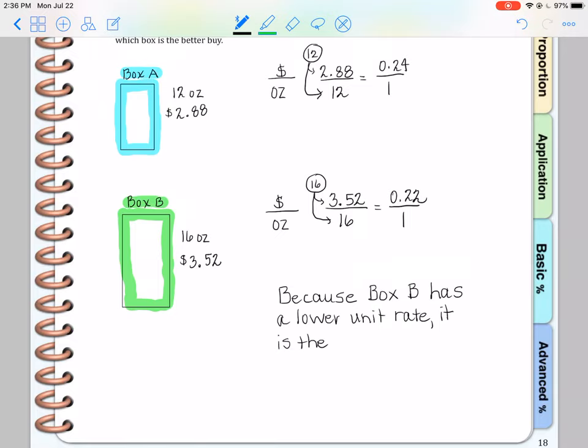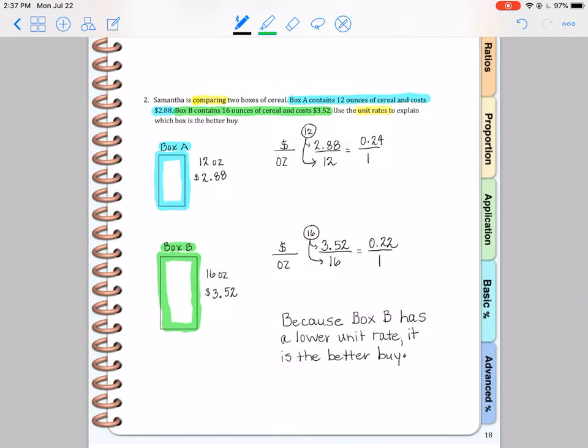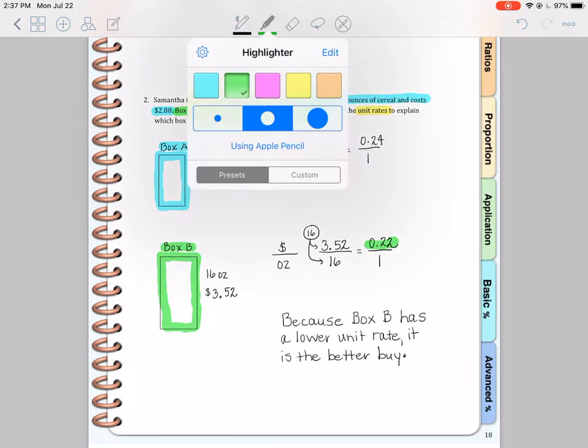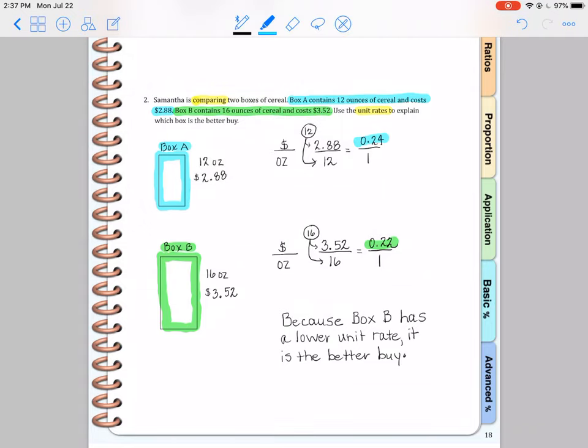And just a consumer math tip for you. If you are going to compare prices, do it at the unit rate. Don't try to compare them based on anything else. Break it down to that unit rate. And if you notice, here was this one, and here was this one. So box A is actually 24 cents. Box B is 22 cents per ounce. So if you buy box A, you're paying 2 cents more for every ounce. It's a good problem for comparison shopping.